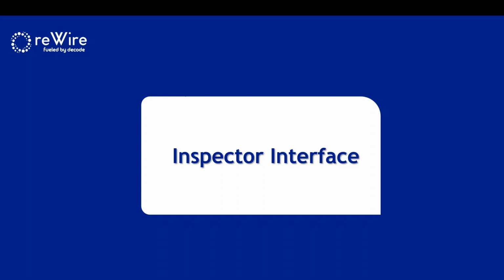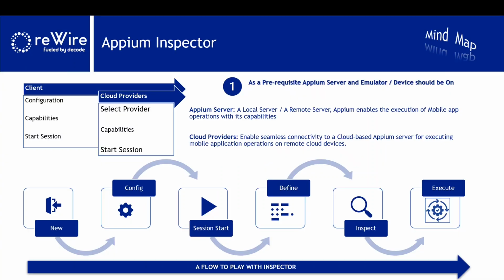Let's start with the inspector interface. Just closely look at how we can look at this particular tool in terms of three categories. One is configuration. What is the configuration that we have to make? And the second one is the capabilities. Here we can define the capabilities, and then start the session. This is one component of the client, the Appium Inspector. So whoever is working on the host system side can use these features.